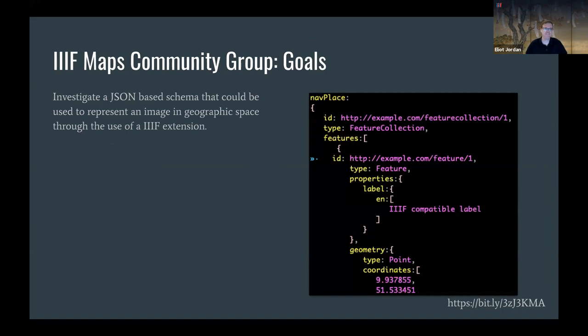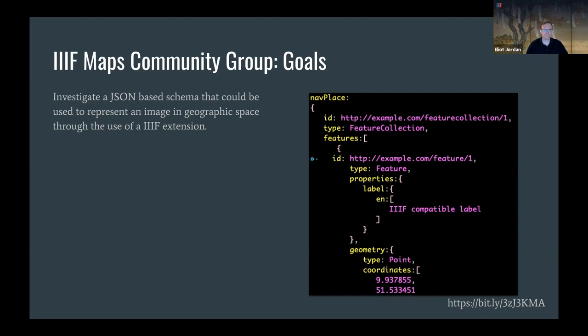A third goal is to investigate a JSON-based schema that could be used to represent an image in a geographic space through the use of a IIIF extension. An example of this is the NavPlace extension, still under development, and which we'll talk about in a bit more depth later on in the session.